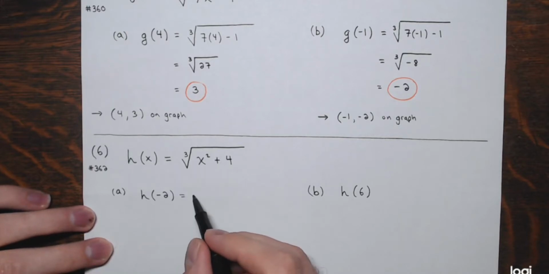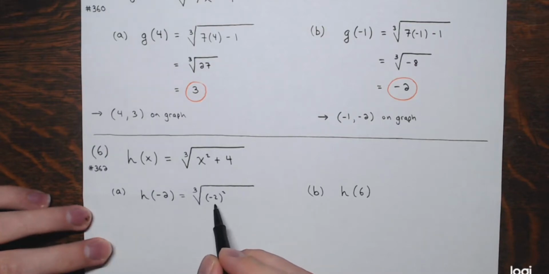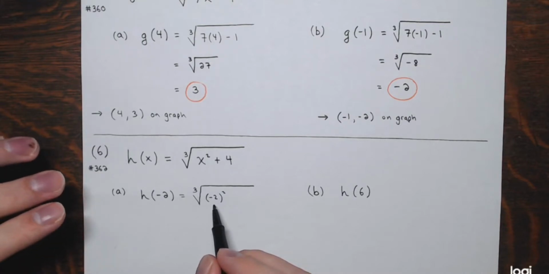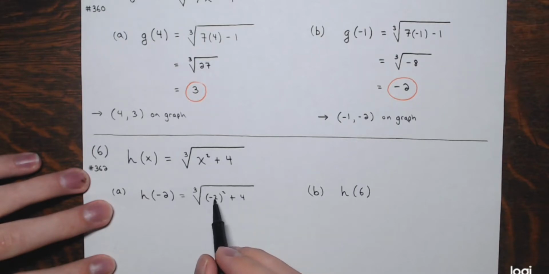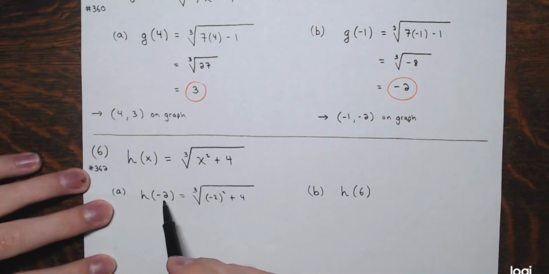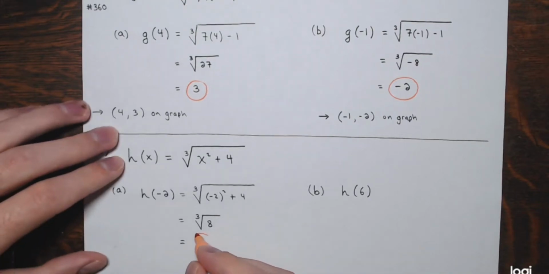What's h of -2? So this is the cube root of (-2) squared plus 4. Don't forget parentheses. Usually I put parentheses around what I'm replacing, what I'm inputting, because very often people mess up and just square the 2 and not the negative sign. But -2 should be squared. Whatever the input is should be squared. So that's positive 4 plus 4. This is 8, the cube root of 8, which is 2. So the answer they're looking for here is 2.